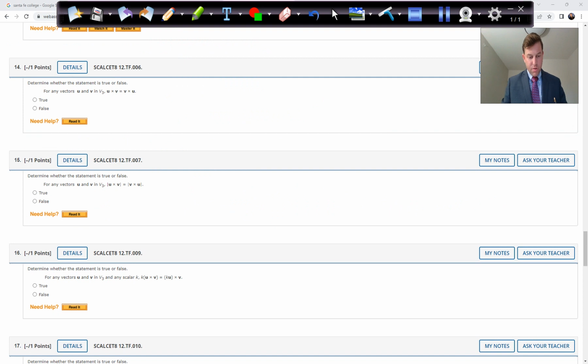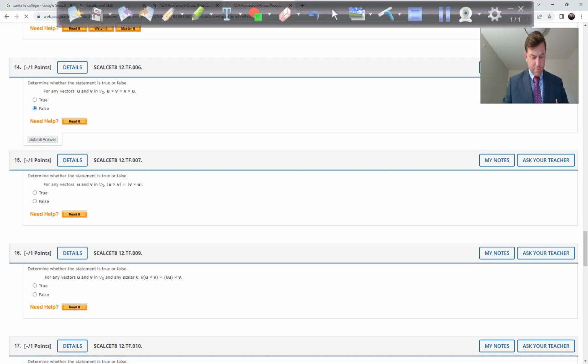These are true-false questions. It says determine whether the statement is true or false. For any vectors u and v in V3, that's supposed to be an R, it just means a three-dimensional vector, u cross v equals v cross u. We already saw this. When you swap the order of the cross product, they differ by a minus sign. So they are not equal.